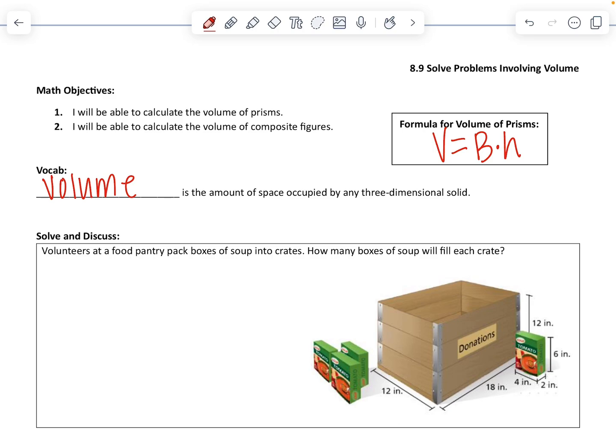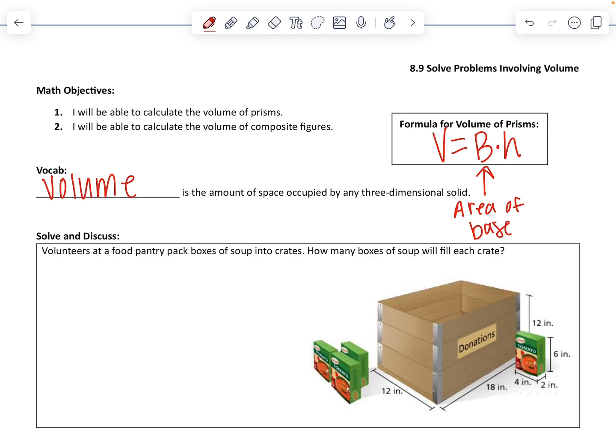So this is not the same as base times height. When we do base times height, base is a lowercase b. Well, this is an uppercase B, so it's different. The uppercase B means area of base.